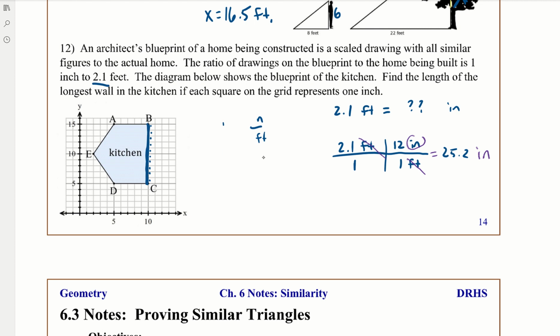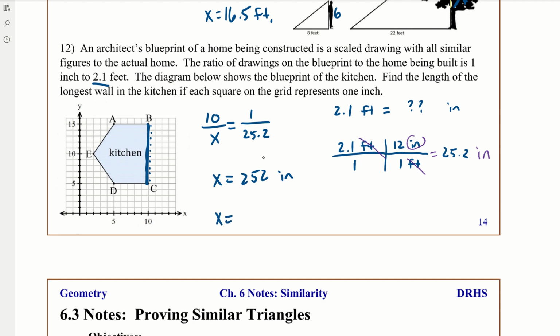Okay, so I'm going to come over here, and I'm going to rewrite my ratio. I'm going to go ahead and erase and just start over. So I know that 10 inches in my diagram, I'm trying to figure out what is that in the real world. That is going to be equal to 1 inch in the diagram is 25.2 inches in the real world. Now I'm going to cross multiply and solve. And I'm going to get x is 252 inches.